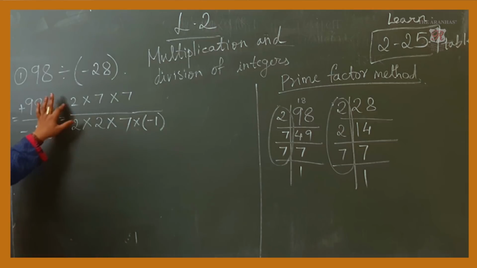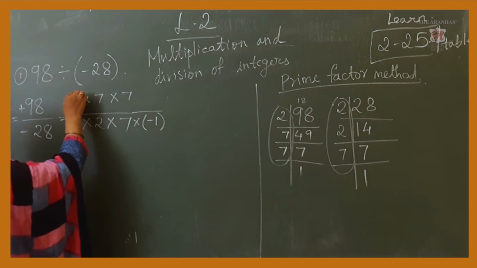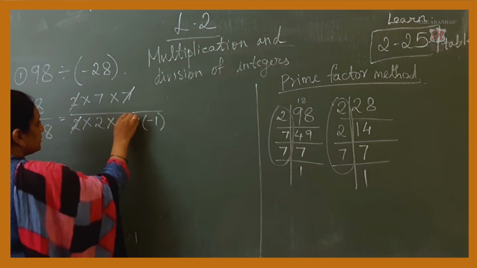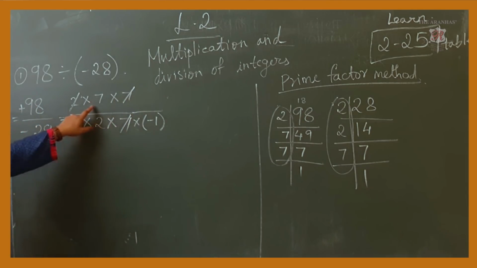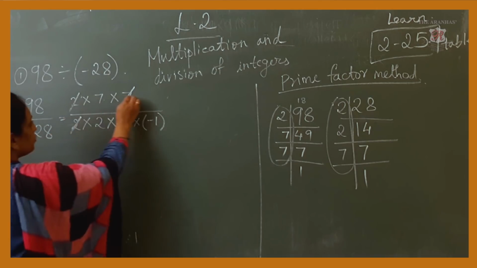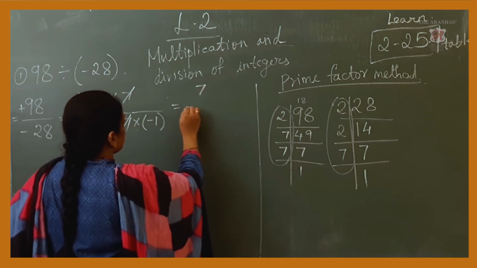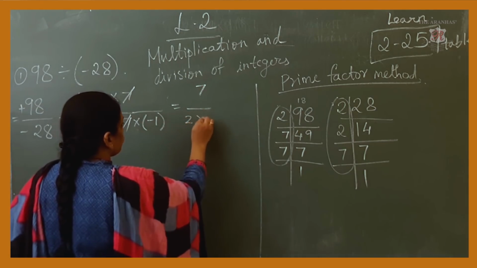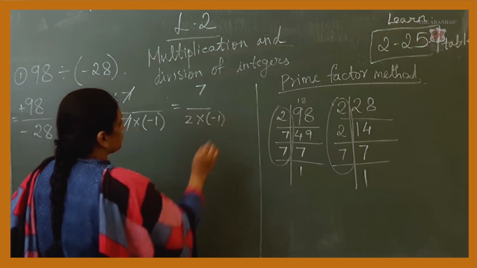Now which are the same numbers in the numerator and the denominator? You have to cut out those numbers. 2 cut because they are the same. 7 and 7, because they are the same numbers in the numerator and denominator. Those are called common numbers. Now remaining in the numerator is 7. Remaining in the denominator is 2 and minus 1. 2 multiplied by minus 1.